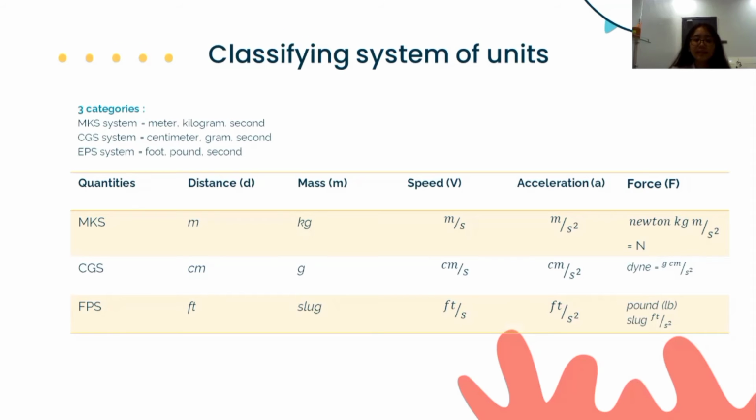MKS distance is m, mass is kilogram, speed is meter per second, acceleration is meter per second squared, force is Newton, kilogram meter per second squared. In CGS, the distance is centimeter, mass is gram, speed is centimeter per second, acceleration is centimeter per second squared, and force is gram centimeter per second squared. In FPS, the distance is feet, mass is slug, speed is feet per s, acceleration is feet per s squared, and lastly, the force is pound or slug feet per s squared.